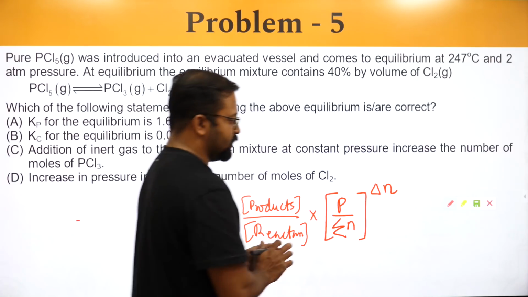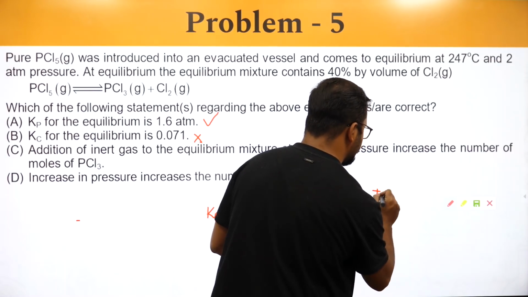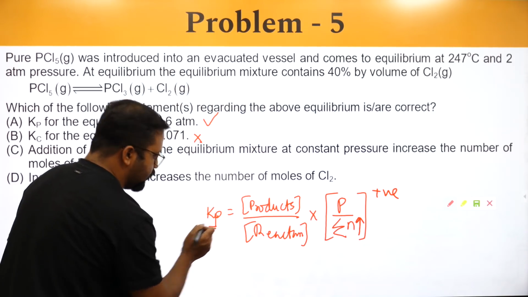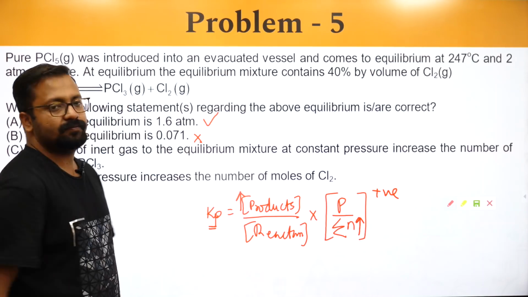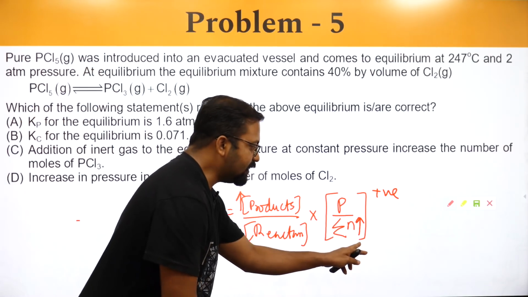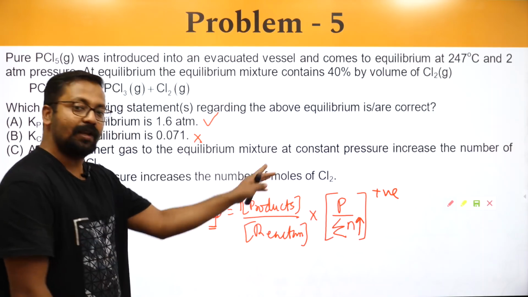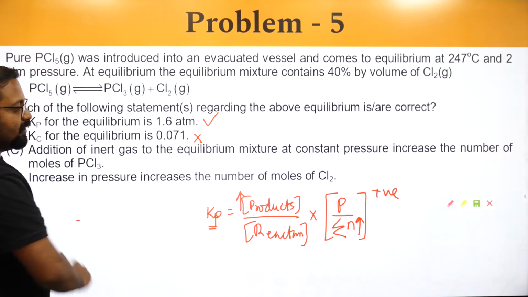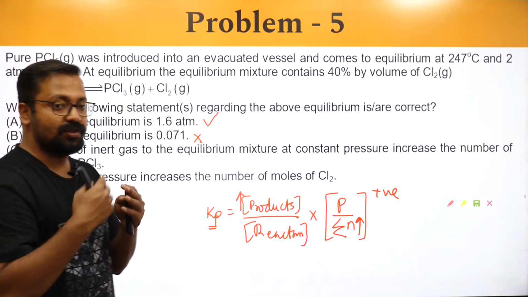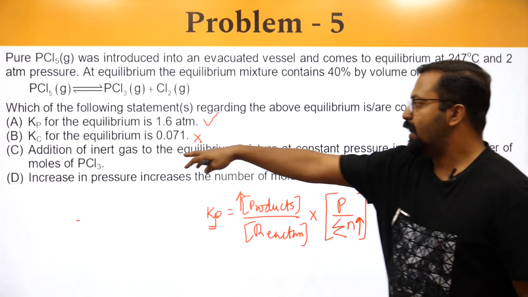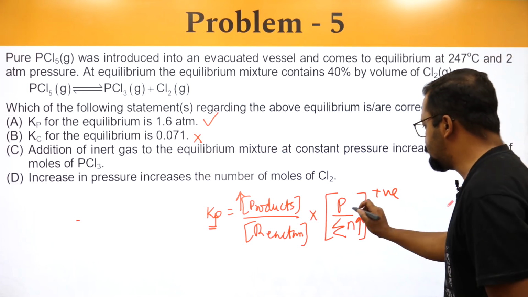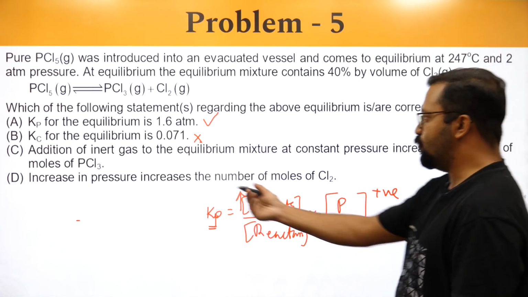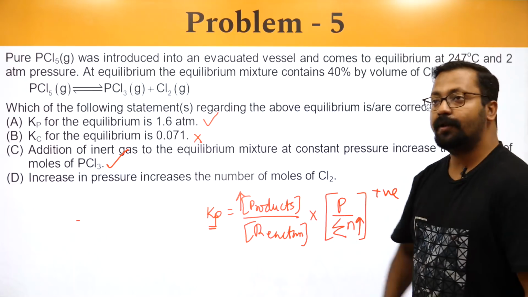Now delta n is positive. So this is positive, ये positive है. So this part will remain like this. If I increase this, to keep this constant, don't I have to increase products? अब देख लीजिए, if I increase the denominator, to keep this constant I have to increase the numerator. Okay, if I increase the numerator, the reaction is going in the forward direction. Products increase होने का मतलब reaction is going in the forward direction. So what is the third statement? Addition of inert gas to equilibrium at constant pressure results in an increase in number of moles of PCl3, which is correct. Forward move कर रहा है.